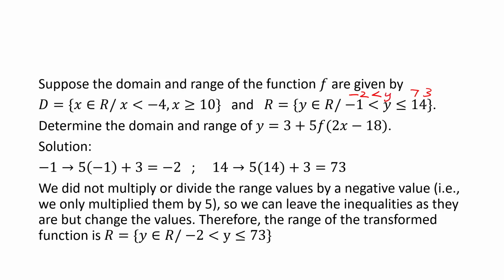Can we just write out the range like this without changing the direction of the inequality operators? The answer is yes. The reason we can is the only multiplication we did to the original value was we multiplied by 5, and there was no division. Since 5 is a positive number, we don't have to change the direction of any inequalities. And we can say that our range is -2 less than y less than or equal to 73.